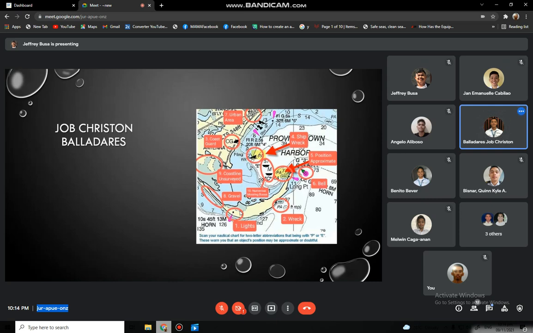And 8 is gravel. If you see dots along the coastline, it means gravel. And number 9 is coastline unsurveyed. And number 10 is numerous mooring buoys. So, that's all.